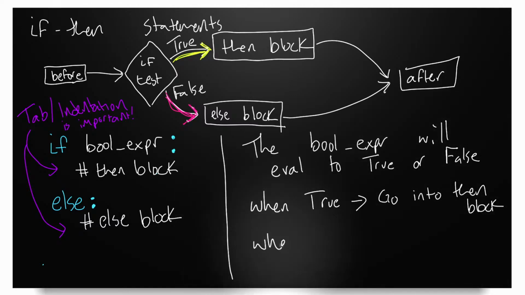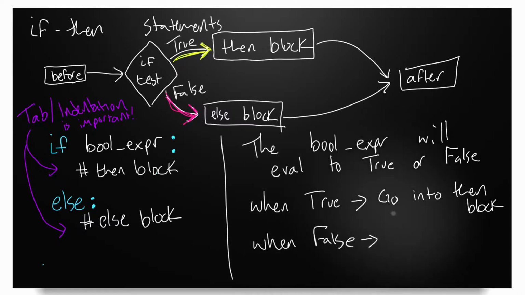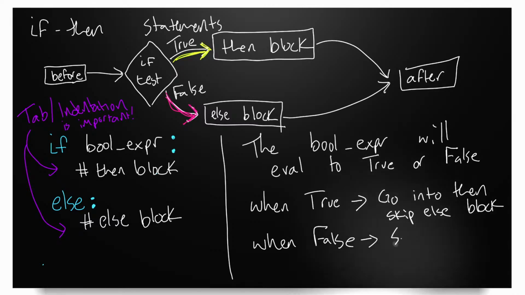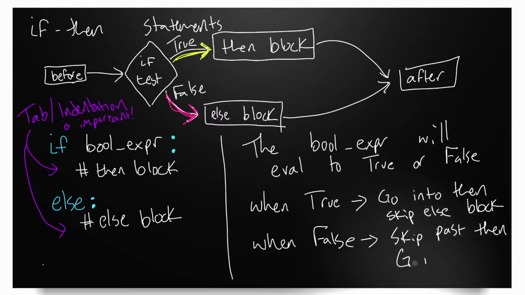When false, and I'm going to note go into then block and skip else. All right, when it's false, we're going to go, actually, I'm going to write skip past then, sorry, and go into else. Skip past the then block and go into else. Right? So this is how we achieve the fork in the road.